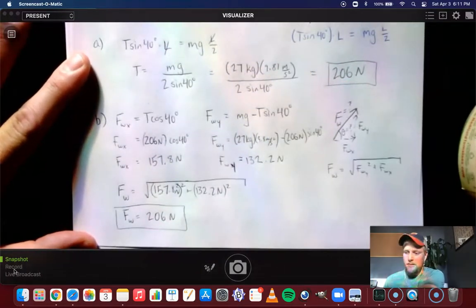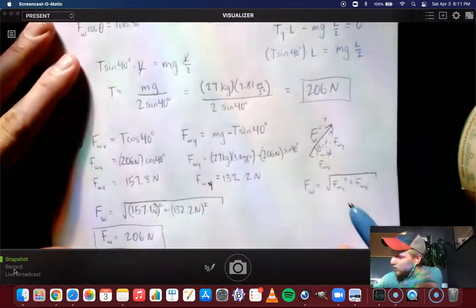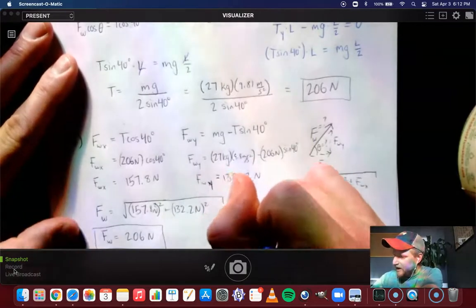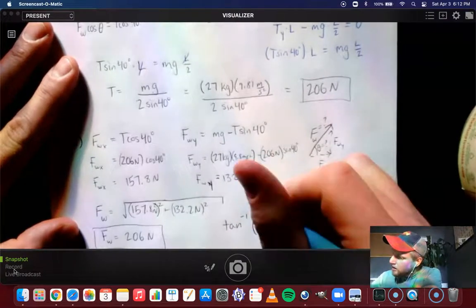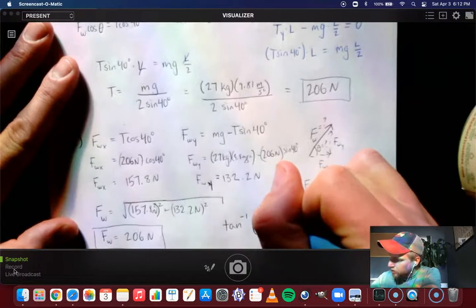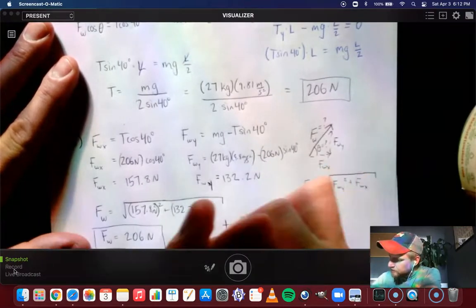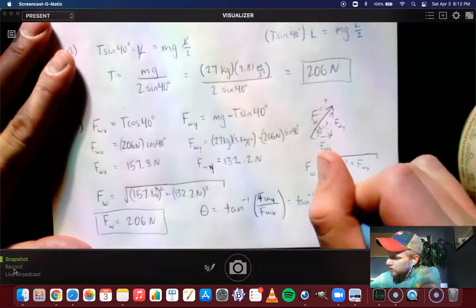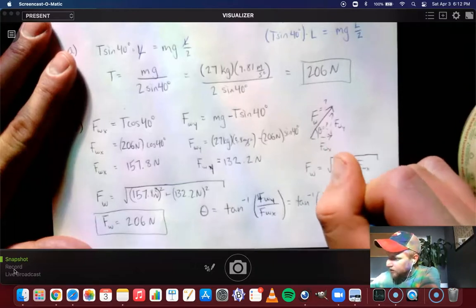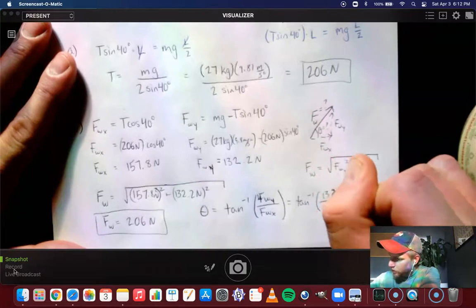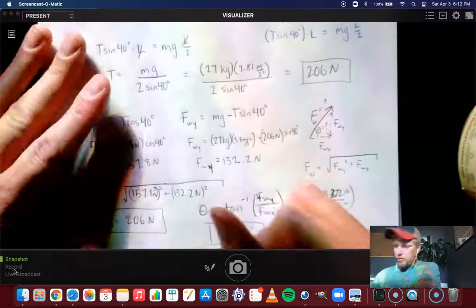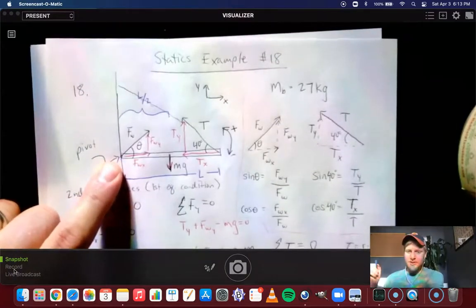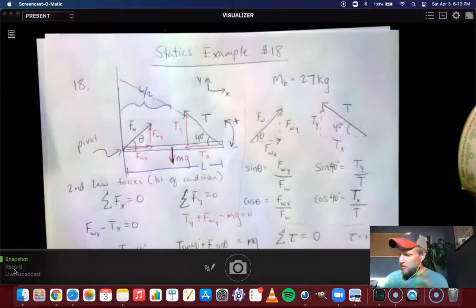Now we also gave a hint earlier that the angle might be the same, but let's double check that. One of the ways we can do that is we can use trig. We do know all three, but we can take the opposite over the adjacent, so that would be inverse tan of FWY over FWX, that's the adjacent. That's going to be our angle theta, and that will be the inverse tan of 132.2 newtons over 157.8 newtons, those should cancel. That gives 40 degrees. So after all of that, we ended up with the force from the wall being exactly equal and opposite in both magnitude and angle to the tension, which again is specific to this problem, so be careful.